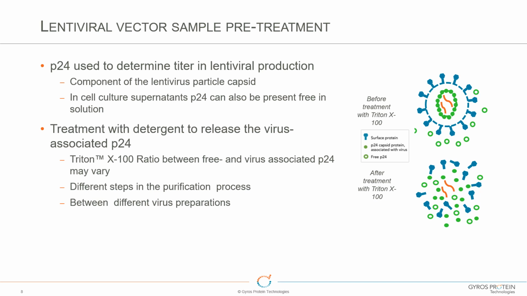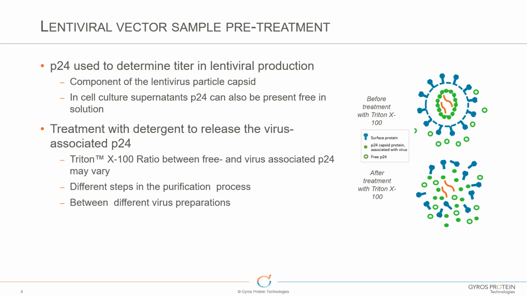So you'll find as part of the sample preparation that Triton is used to break up the capsid, and this is quite a normal part of the sample preparation procedure. Right, and so what you end up with is usually a ratio of between free virus and associated p24, both pre and post the detergent treatment.